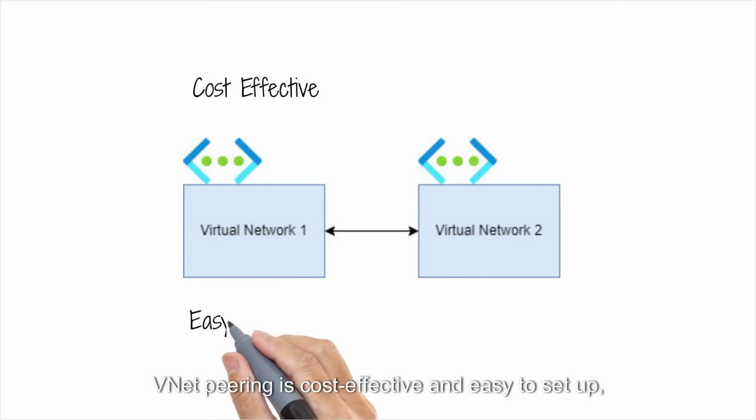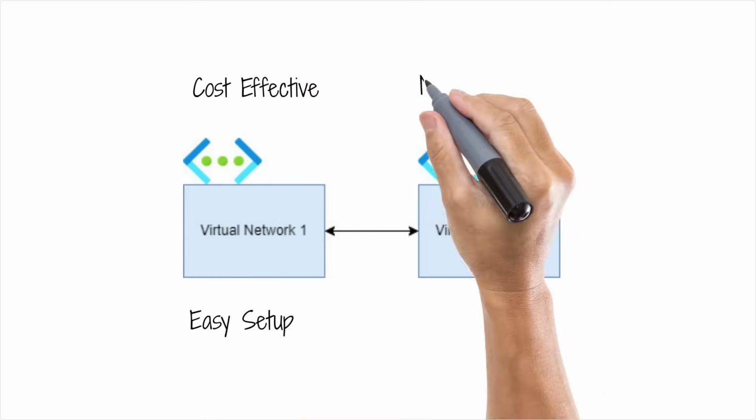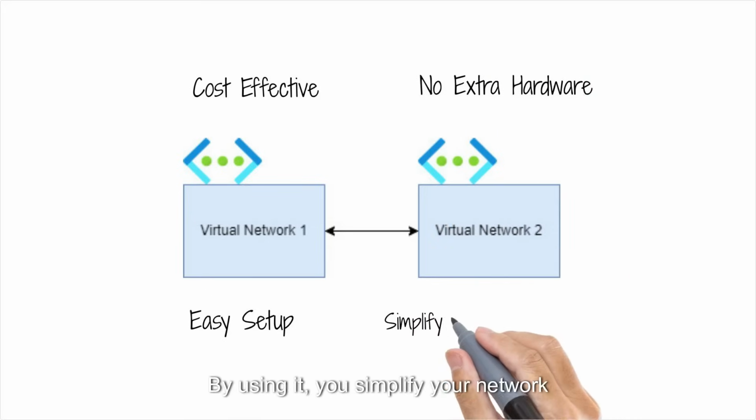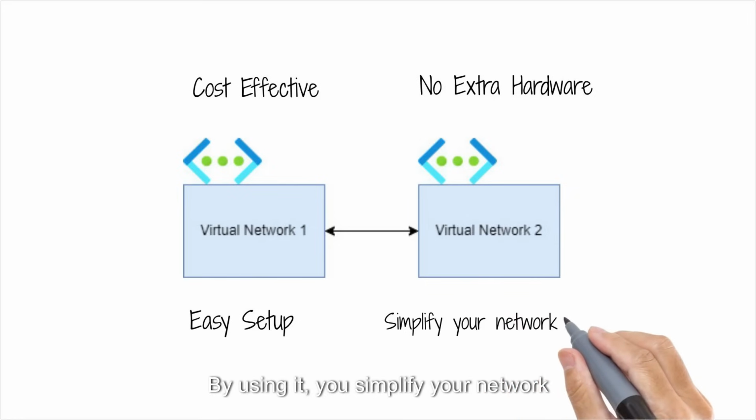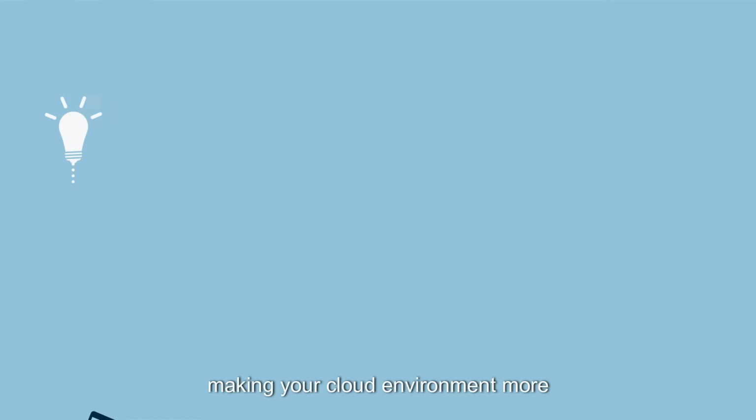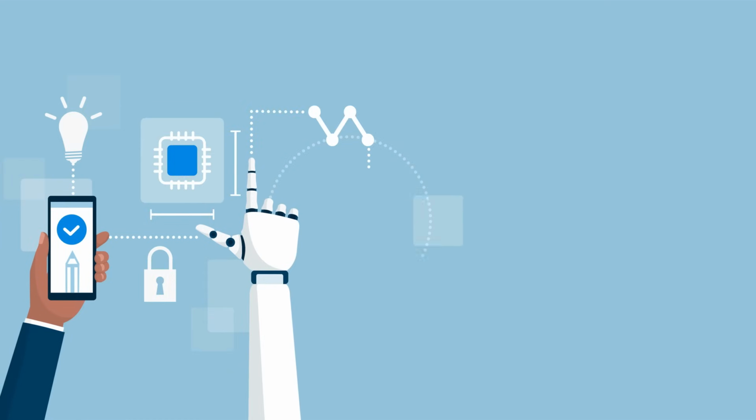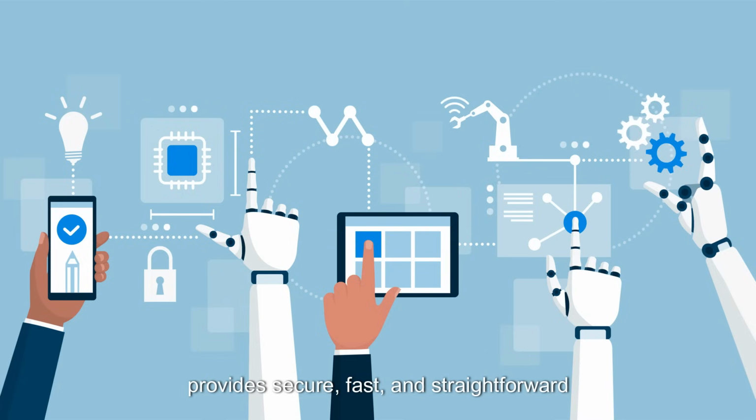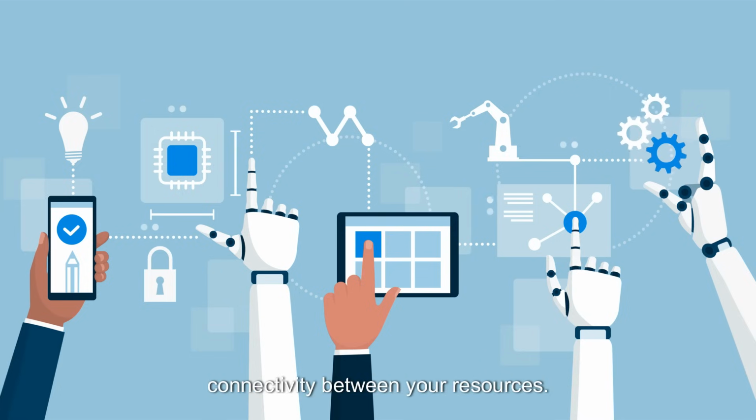VNet peering is cost-effective and easy to set up, eliminating the need for VPNs or extra hardware. By using it, you simplify your network architecture, making your cloud environment more efficient and scalable. If you're starting in Azure, VNet peering provides secure, fast, and straightforward connectivity between your resources.